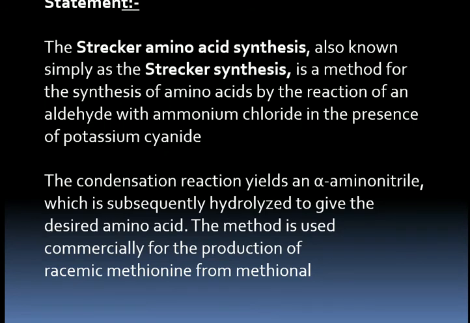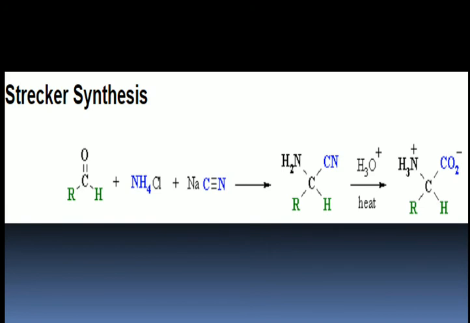The statement for the Strecker synthesis is: when a carbonyl compound is treated with ammonium chloride in the presence of potassium cyanide, it gives an alpha amino nitrile. Then this alpha amino nitrile, on hydrolysis, gives the corresponding alpha amino acid. So this is the general reaction for Strecker synthesis.